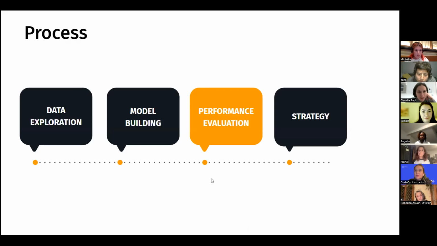Now we go back to Michelle, who is going to tell us about the evaluation and then some strategies for future analysis.